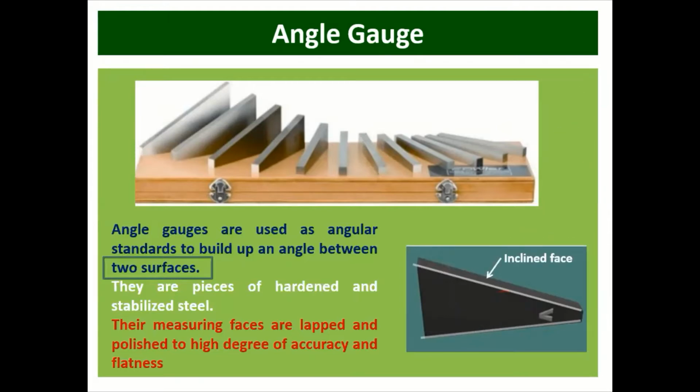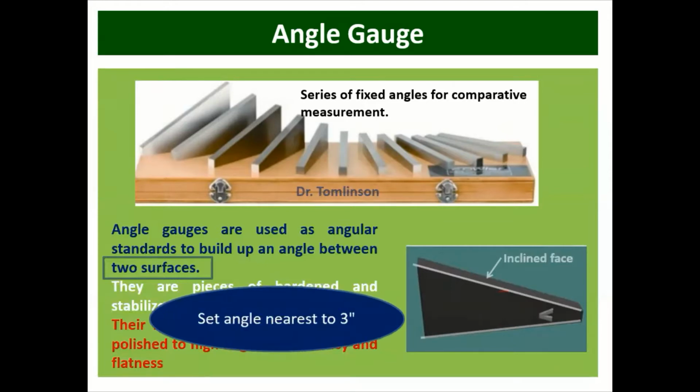Then if you see, the angle gauges look like a slip gauge block, but the difference is that one face is inclined to a particular angle. So it consists of a series of fixed angles for comparative measurements of angle between the two faces. Dr. Tomlinson developed the angle gauges in 1941, so that by making different combinations of a gauge setting, we can set an angle nearest to 3 seconds.